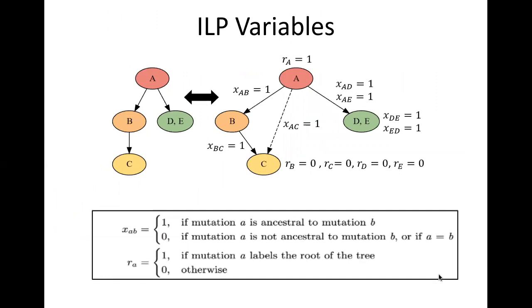The x variable we use is to indicate edges. So if x_AB is 1, that means A is ancestral to B. The r variable is used to indicate whether the mutation is root or not. r_A equals 1 means A is in the root. And in this example, all other mutations are not root, so their r variables are all set to 0.